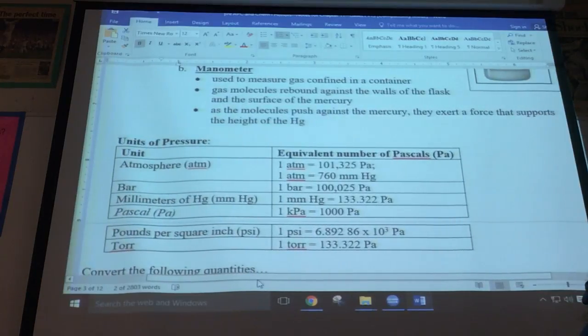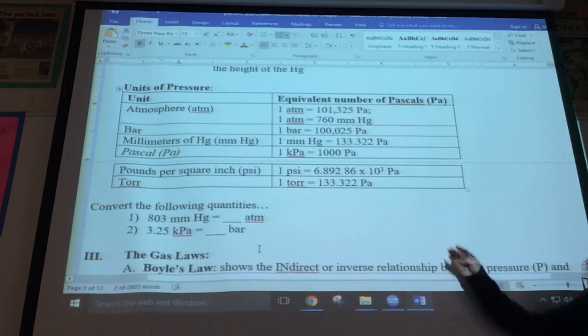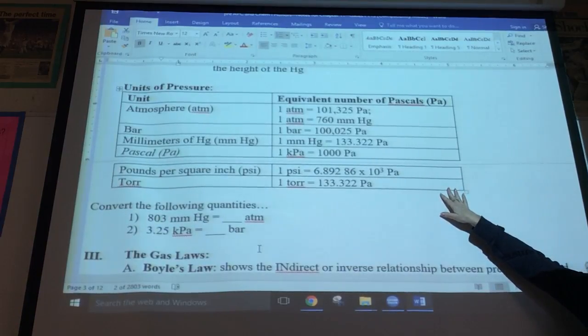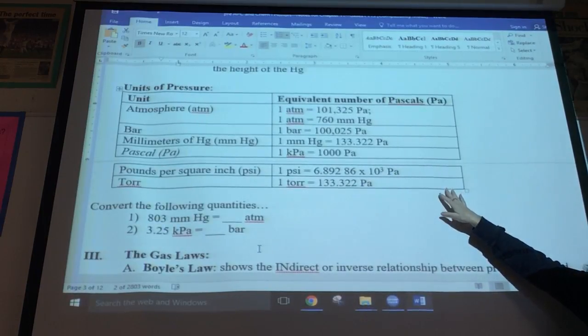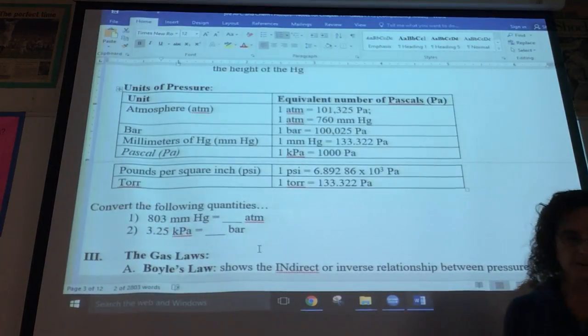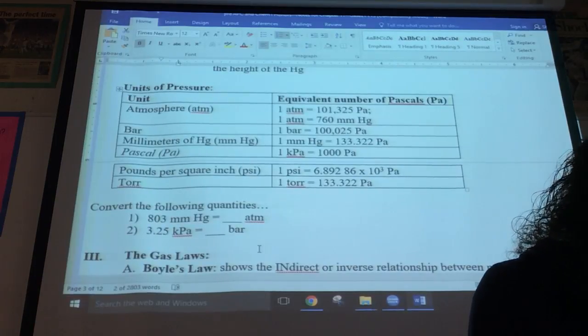The other thing you just want to get comfortable with, and you'll be very good at this because you're very good with the factor label method, is there are many, many different units of pressure. Some of the equivalencies are shown here. They would be provided to you. You don't need to memorize these. If you need to do a conversion, I'll give you the equivalency. Let's look at the first one together, and then you'll take a look at the second one.